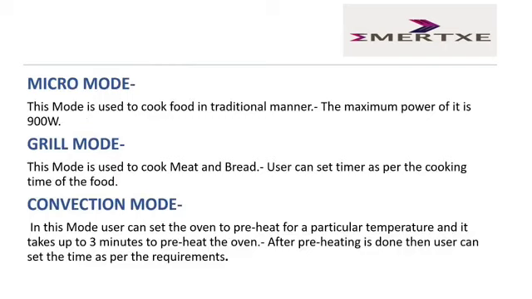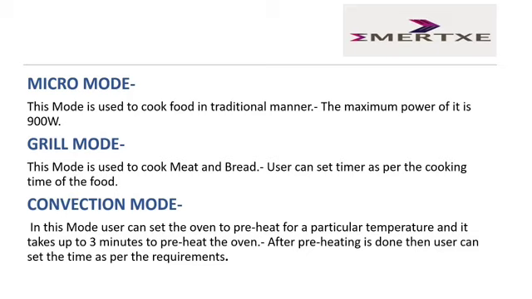See the micro mode. This mode is used to cook food in the traditional manner. The maximum power of it is 900 watts. And coming to grill mode, this mode is used to cook meat and bread. The user can set the timer as per the cooking time of the food.